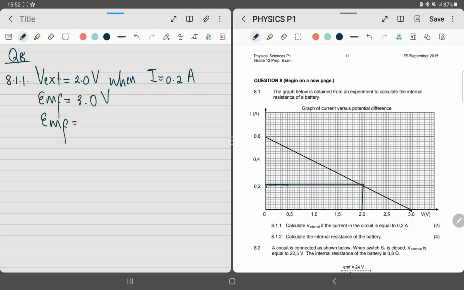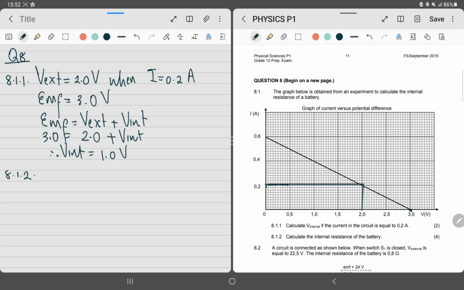EMF should be equal to V external plus V internal. The EMF is 3.0, V external is 2.0. So this means that V internal is equal to 1.0 volts.